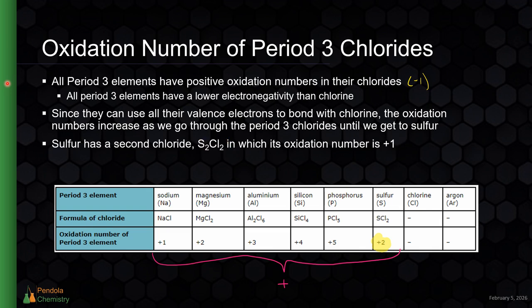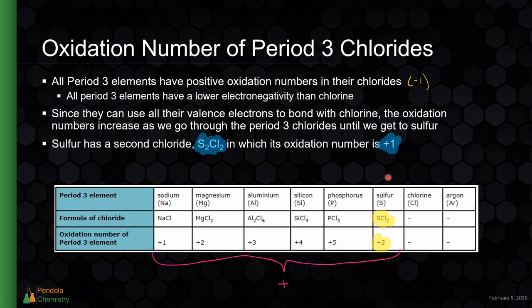Actually, let me use a different color. So there are two oxidation numbers that sulfur can have with chlorine. In S2Cl2, the oxidation number of the sulfur is +1, whereas in SCl2, which is the more common compound of sulfur and chlorine, the oxidation number is going to be +2. So we see the same increase that we saw with the oxides, +1, +2, +3, +4, +5 in oxidation numbers, all the way up to sulfur, and then it's just +2 or +1 depending on which compound we're looking at.